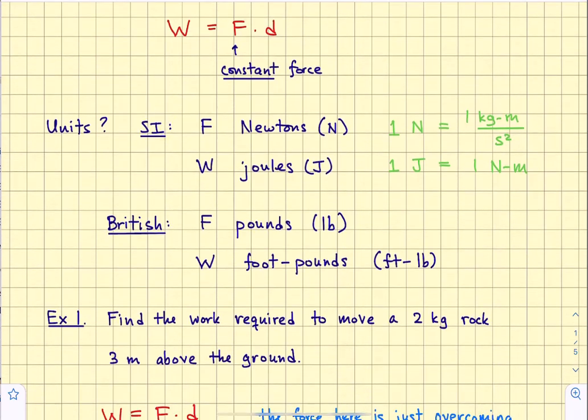Remember that in SI units, force is in newtons, which we denote by a capital N. 1 newton is defined to be 1 kilogram meter per second squared. And work is in joules, which we denote by a capital J, and 1 joule is 1 newton meter. In the British system, force is in pounds, denoted by lb, and work is in foot-pounds.